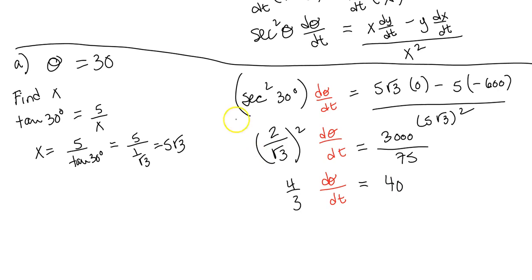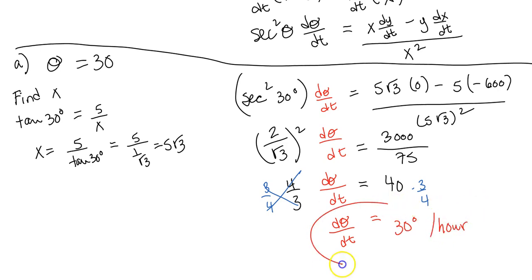And if I multiply by 3/4 to clear the fractions, I get that d theta over dt is equal to 30 degrees per hour. So that is my answer here.